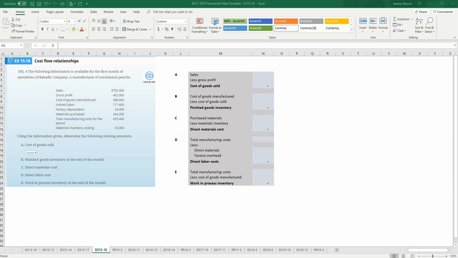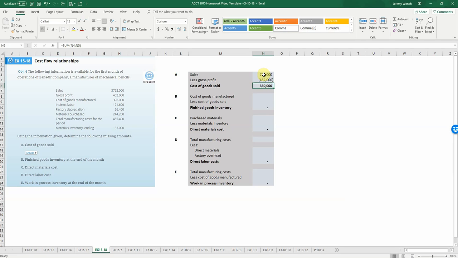So for part A, we want to figure out the cost of goods sold. We know the formula is sales minus cost of goods sold equals gross profit. So we can rearrange that, since we know sales and gross profit, to back into our cost of goods sold. Our sales is going to be $792,000. And if we subtract out our gross profit of $462,000, we now know our cost of goods sold.